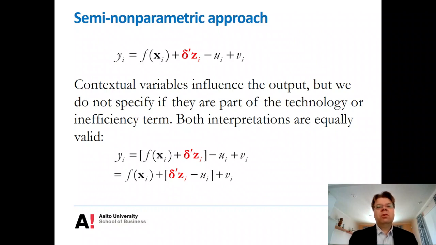But we don't really need to say whether the Z variables are part of the technology or part of the inefficiency term. In fact, both interpretations are equally valid, as I have indicated on the lower part of the slide. Notice that with these squared brackets, we can think of this component of the Z variables as influencing the production function, or it could be influencing the inefficiency term. And indeed, it's very, very difficult to tell the difference. Is it part of inefficiency or is it part of technology? To be able to identify that, we would need rather strong parametric assumptions. If you are not willing to make such assumptions, then perhaps it's in some sense more honest to just leave it as this: we recognize that these Z variables influence performance, but since we are not sure whether they are part of the technology or part of the inefficiency, we can model it in a semi-nonparametric fashion.